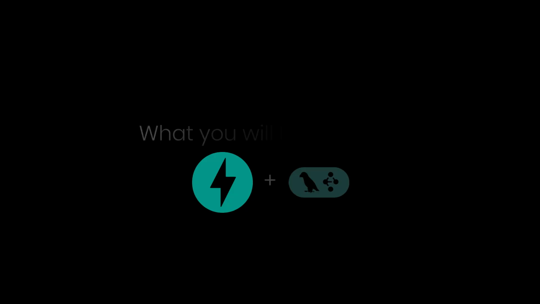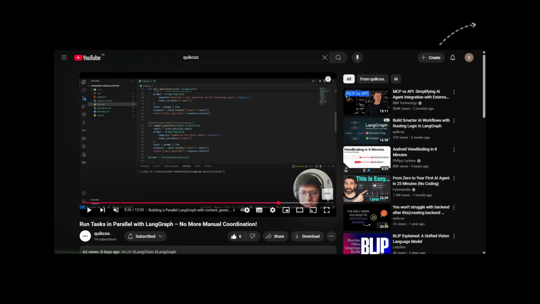Today, we'll create a simple API endpoint using FastAPI, built on top of the LangGraph workflow we implemented in the previous video, so I highly recommend you watch that before coming here. And now, let's get started.